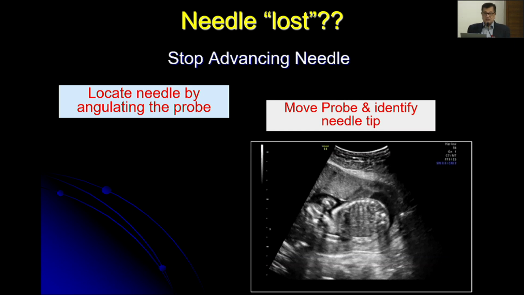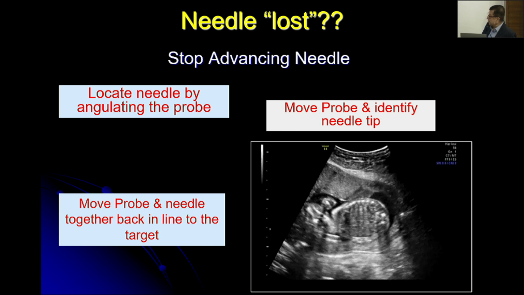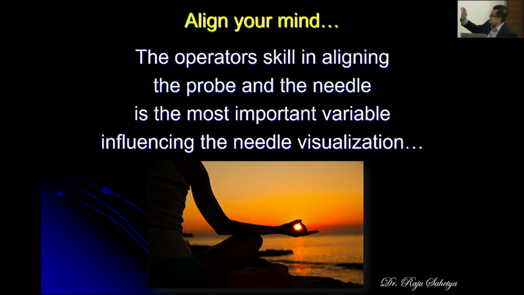Once you have seen it, the probe and needle will go together hand in hand, and then you have seen the entire shaft and the probe, and then you will move the probe and needle together back in line to the target. You'll come back to where you lost it from. You lost your path, you will relocate yourself. These are the maneuvers which you may require to do. So align your mind. The operator's skill in aligning the probe and the needle is the most important variable influencing the needle visualization.